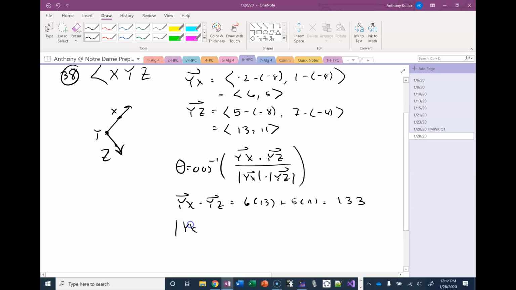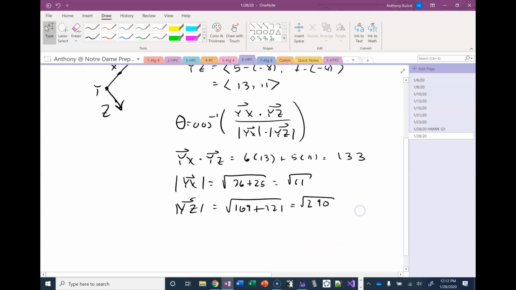Okay, and then I need the magnitude of yx, which is going to be the square root of 36 plus 25, which is square root 61. And then I need the magnitude of yz, which is going to be the square root of 13 squared plus 11 squared. So that's going to be square root 290. Okay, so when I plug this in, I have cosine inverse of 133 over square root 61 times square root 290.